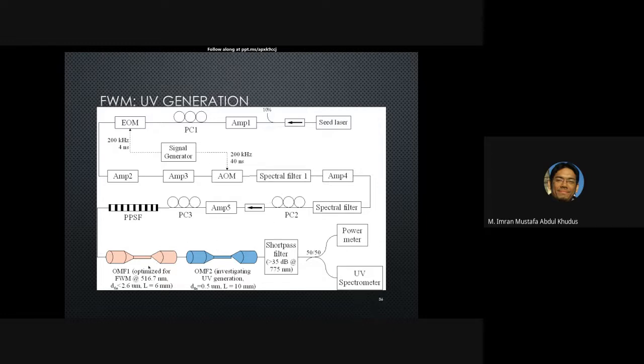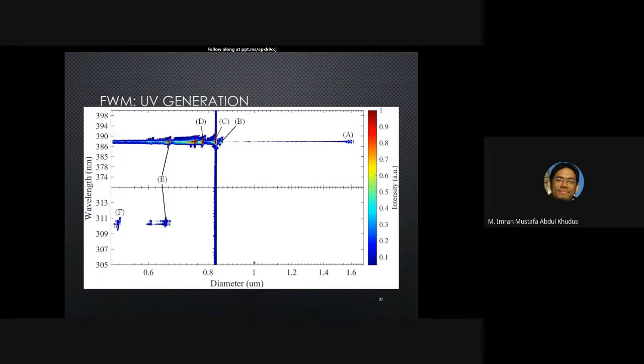So we have two optical microfibers. One is for four-wave mixing at 516, and the other one is for UV generation. We took the measurements as we were making the optical microfiber. We basically heat up the fiber and then pull it, and while we were pulling it, we were taking the measurements. And we can see that at a certain diameter, this wavelength at 387 came up, right?